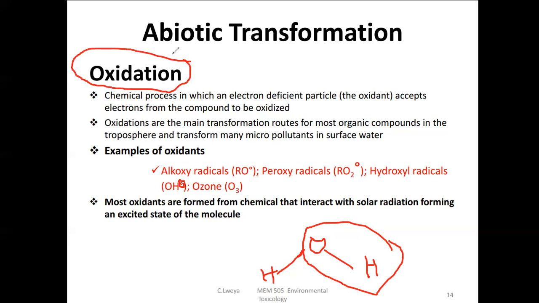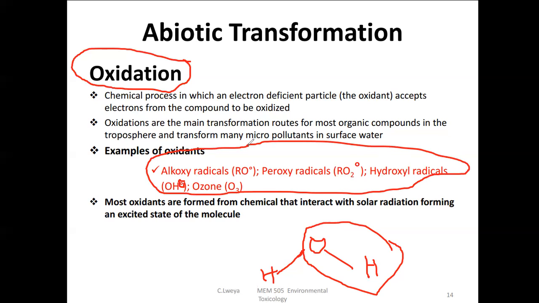Now, remember we said one of the factors that determine how fast the compound is going to degrade is the availability of the reactant. If you have a situation whereby there is a chemical pollutant which is likely to lose electrons, how fast it's going to lose electrons will depend on the availability of these, because these are the ones that are going to accept the electrons towards themselves, and that's why they are called oxidants.